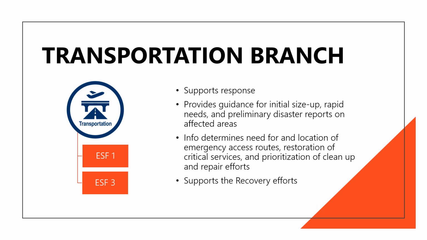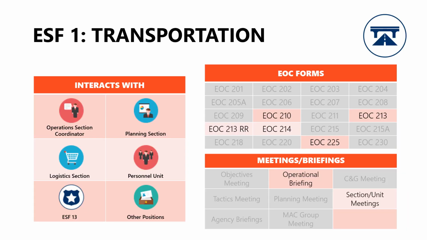They're determining the need and location of emergency access routes, restoration of critical services, and prioritization of cleanup and repair efforts. And this unit and branch will also support recovery efforts. Our ESF 1 transportation will evaluate and assess the safety and condition of roadways, bridges, and other public works infrastructure.